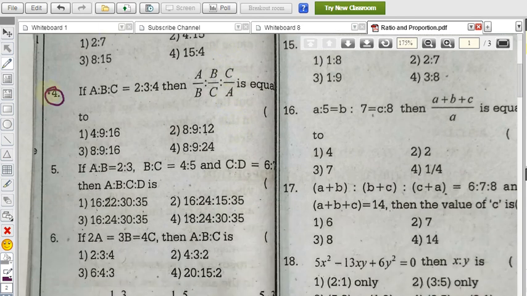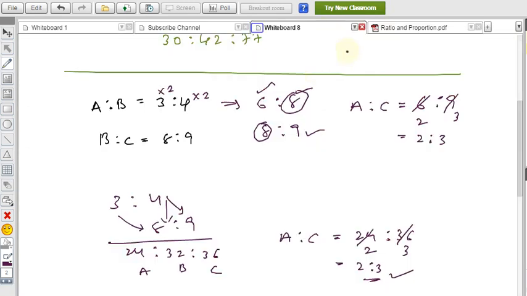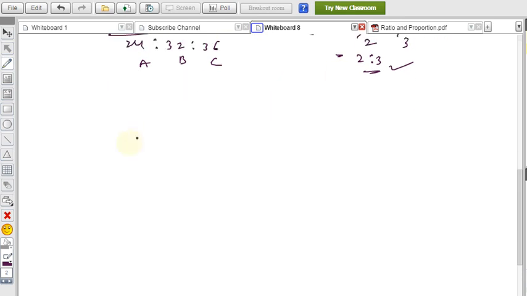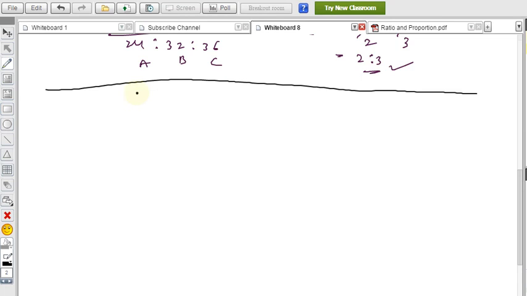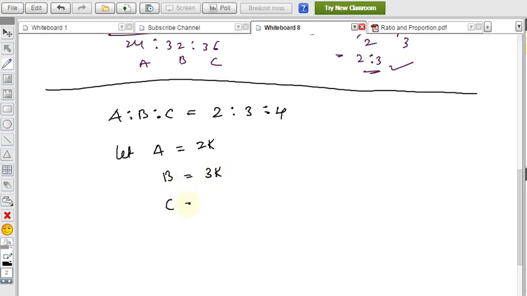The fourth problem: if A is to B is to C is equal to 2 is to 3 is to 4, then A by B, B by C, C by A is equal to dash. So first you have to find out the A, B, C values. For A : B : C, let us take some constant k. I'll explain here. The given value is A : B : C is 2 : 3 : 4, right? Then let A be equal to 2k, B equal to 3k, because for 3 times it is B, so 3 into some constant. Then C is equal to 4 into k.